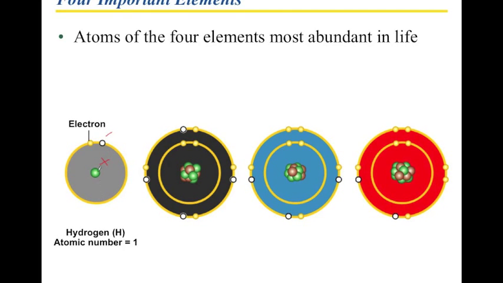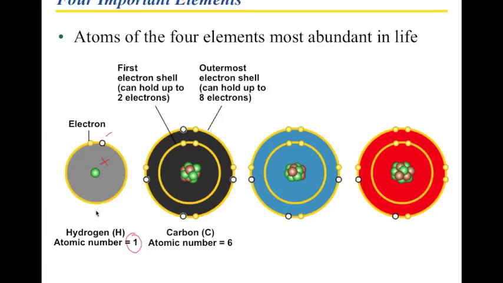So here we have one electron, one proton. This is the smallest atom. It has an atomic number of 1 because it only has one proton. And this particular atom only has one shell needed to accommodate electrons. The next one of these is carbon. And carbon is a little bit different than the hydrogen because carbon, first of all, has quite a few more things inside of the nucleus.